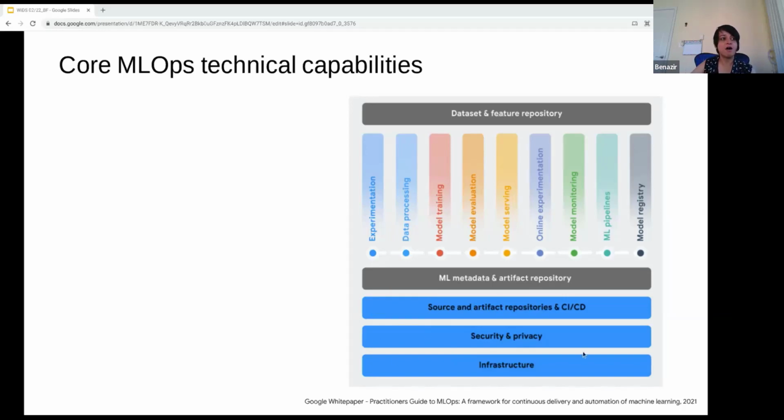So these are all horizontal, and of course infrastructure. Do you have the infrastructure, the compute machines where you will run the training or the evaluation, or if you're doing some deep learning models, you want to use accelerators like GPUs or CPUs. Do you have them available? That's infrastructure.